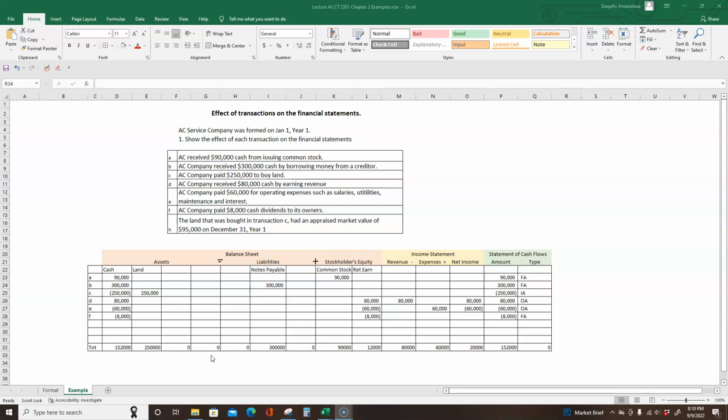Now, if we sold that land, then we would make a loss and that would get recorded. But again, that's a future chapter. But as long as we're holding the land, we don't do anything. We show the land at $250,000. So we don't record anything for that transaction.